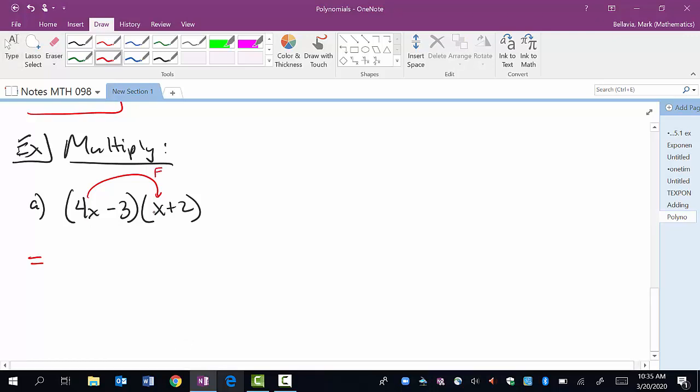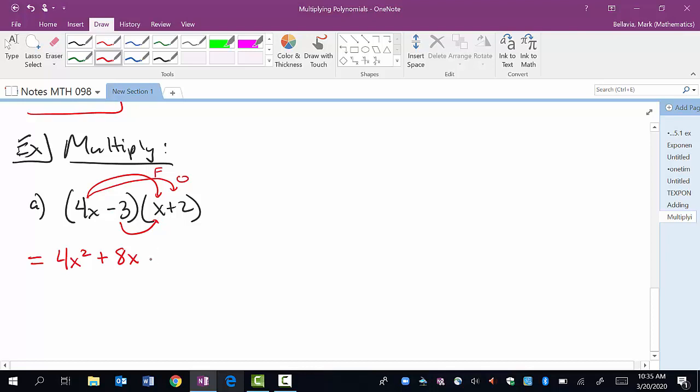So 4x times x, remember how we multiplied before, right? 4 times, really there's a 1 in front of it, just stays 4. X times x, remember, is x to the second power. Don't lose that, right? It's 1 plus 1 gives you a 2. Don't lose that squared. A lot of people make that mistake. Alright, so that was the first. The outer, the 4x times a positive 2 makes us a positive 8x.